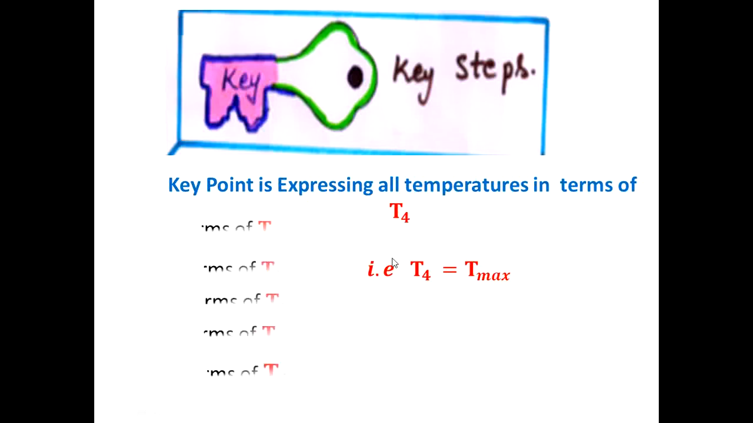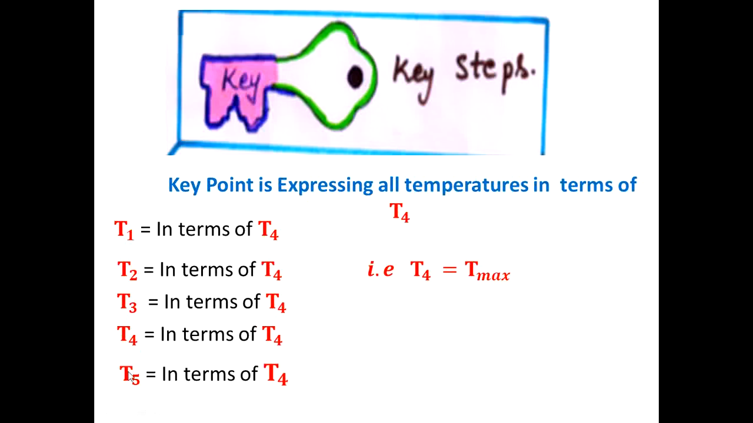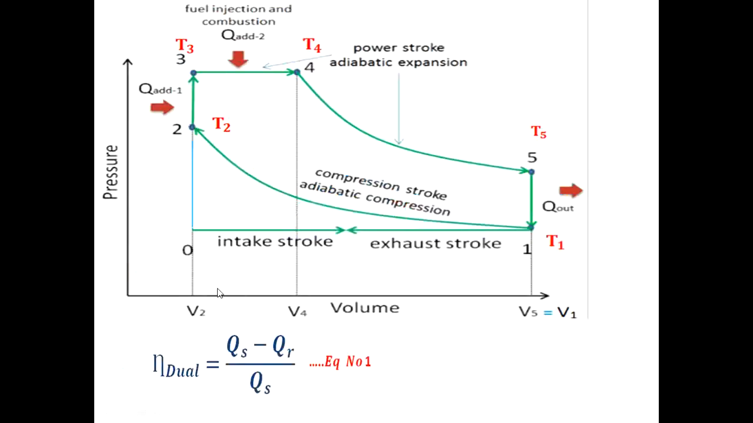What things will come here? T1, T2, T3, T4, T5, the explosion ratio, the cutoff ratio, and the compression ratio. You want to rearrange by analyzing the processes. 1 to 2 is compression, 5 to 1 is heat rejection, 2 to 3 is constant volume heat addition, and 3 to 4 is constant pressure heat addition. The explosion ratio is T3 by T2, and T4 by T3 is the cutoff ratio rho. This is alpha, the explosion ratio.